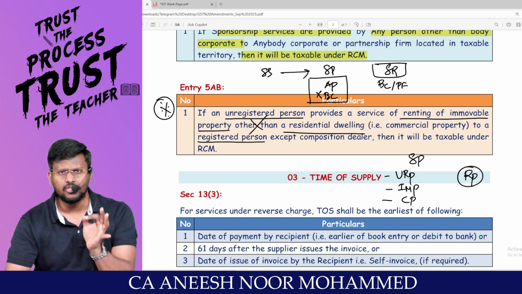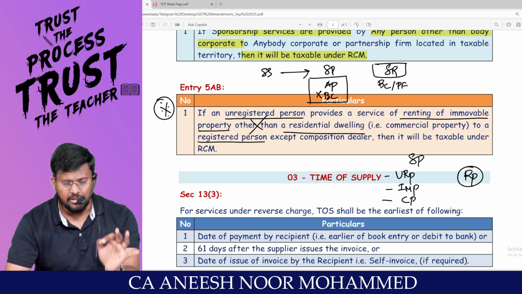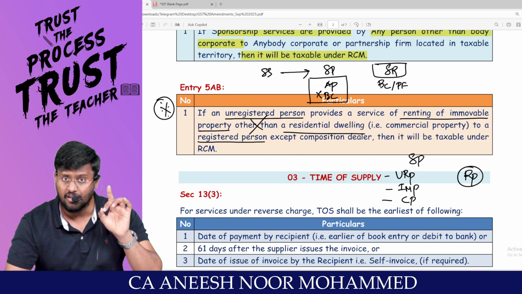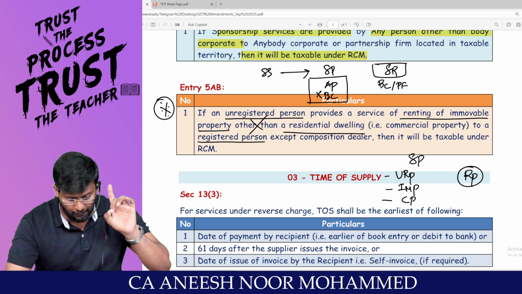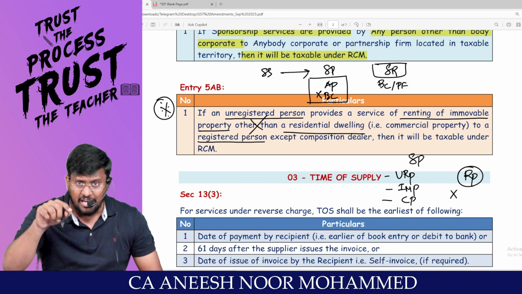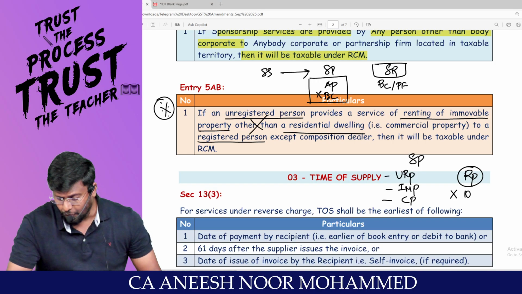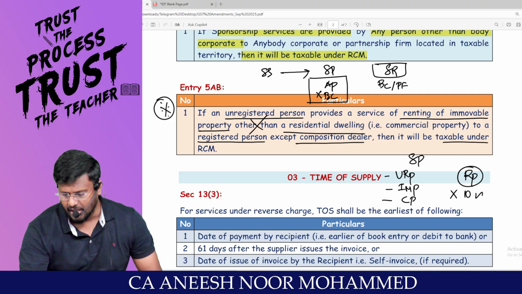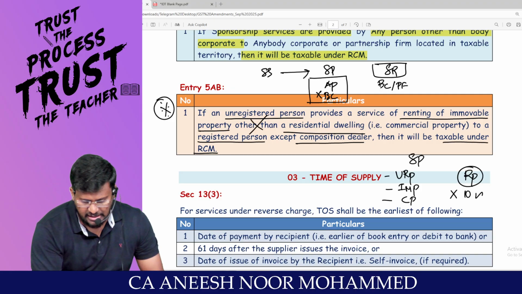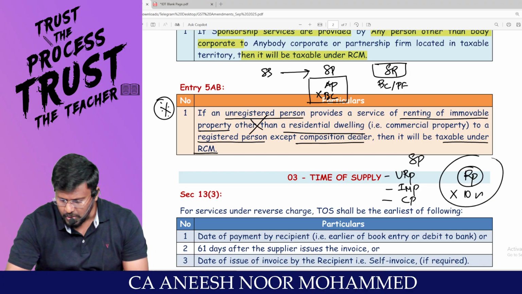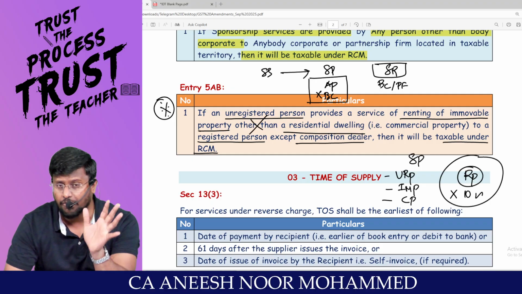That means registered persons are strong. Registered person is liable to pay GST under reverse charge basis. This is what we have studied in class. Now they are clarifying that in this registered person, if that registered person has taken registration for the purpose of section 10, that is composition dealer, then it will not be taxable under RCM. In the sense, you have to see the status of the recipient.